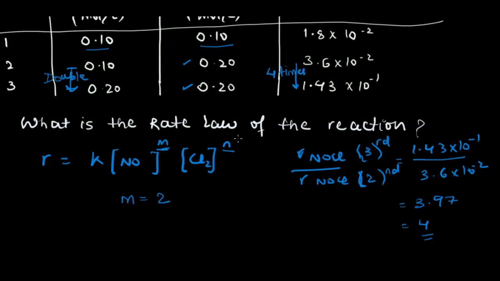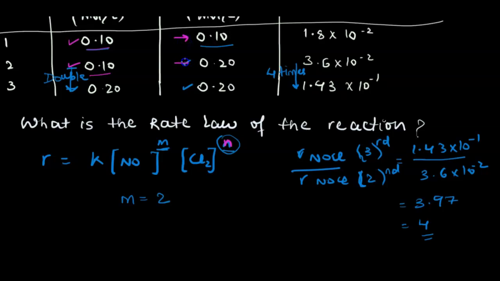Let's work on chlorine and determine what is the value of N, or the order of chlorine. Now when we have to determine the order of chlorine, we need to make sure that the nitrogen oxide does not interfere. So we would see where the nitrogen oxide concentration is constant. In trial 1 and trial 2, we see the nitrogen oxide concentration does not change. So let's compare trial 1 and trial 2 for chlorine.